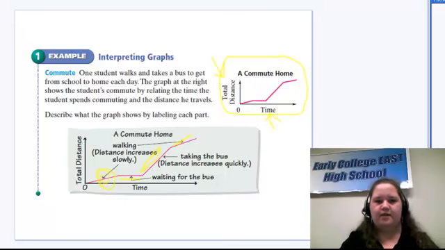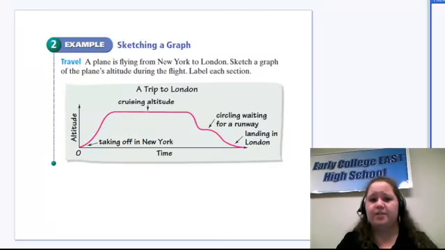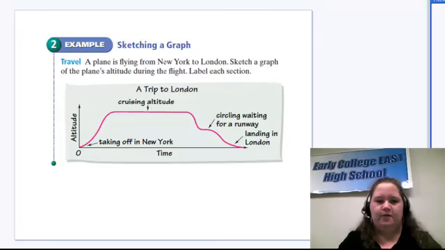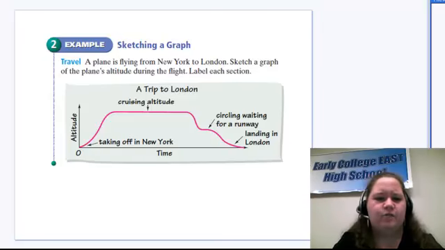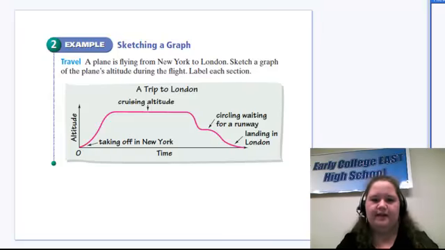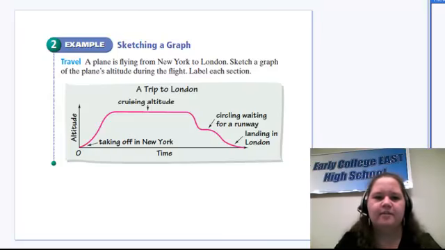Let's look at the next page, guys. Now we've got sketching the graph. This example is about travel. It says a plane is flying from New York to London. Sketch a graph of the plane's altitude during the flight. Label each section.